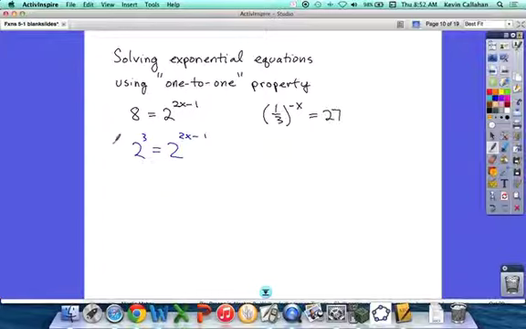They've got to be equal, right? If the left side equals the right side and the 2's are the same, then these have to be the same. So once you get it in this format, each side is an exponential of the same base, you make an equation out of the exponents. All right, take these and make an equation. And that you can solve, right? Add 1, divide by 2.